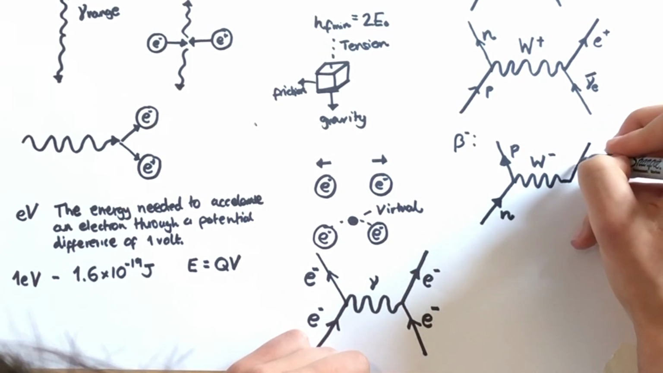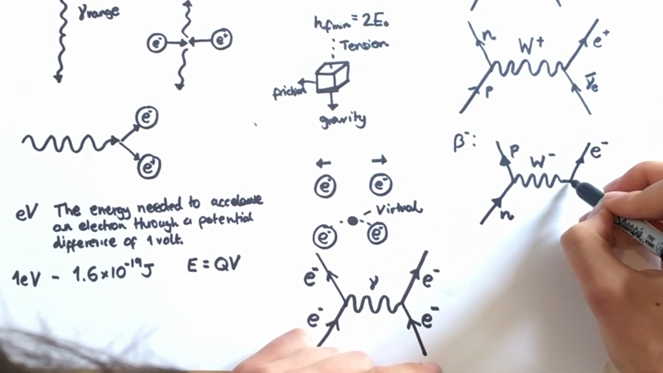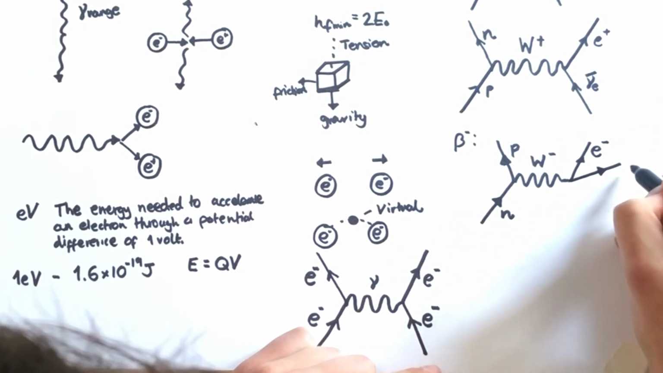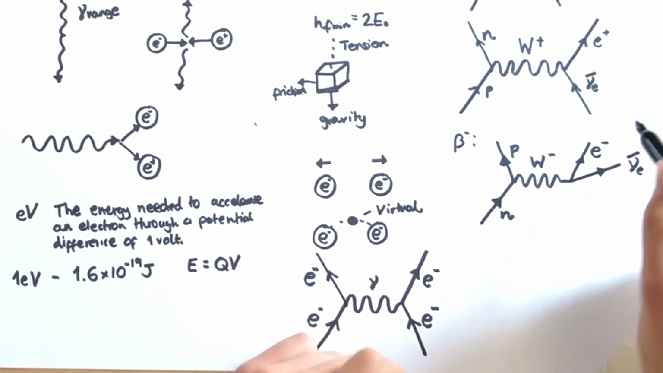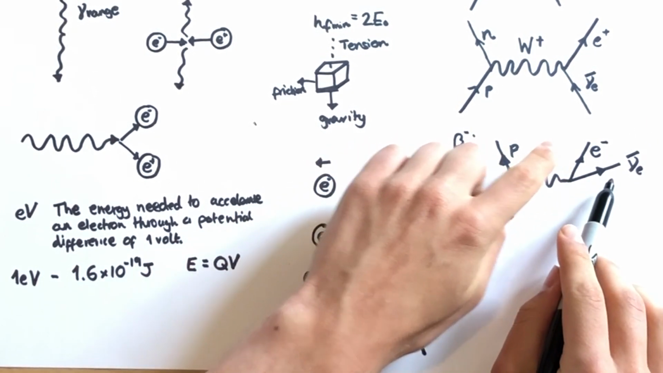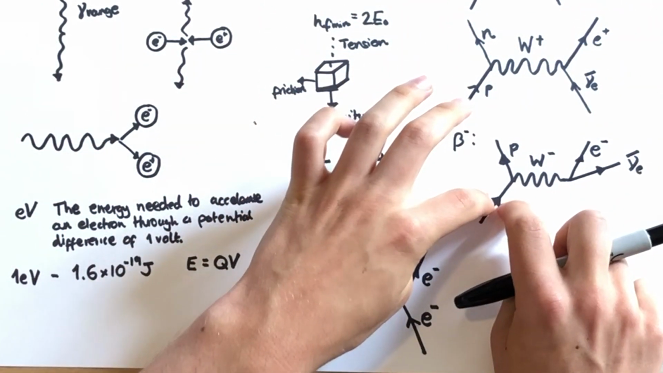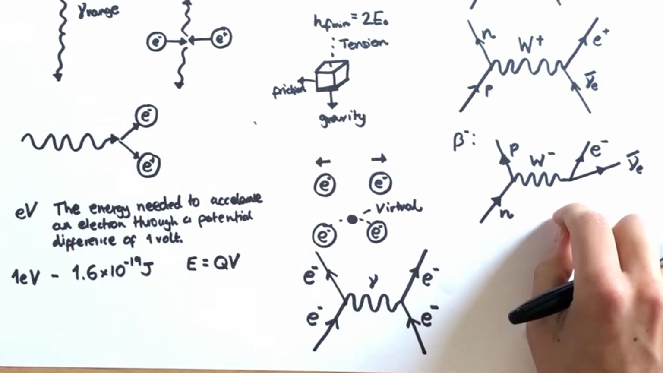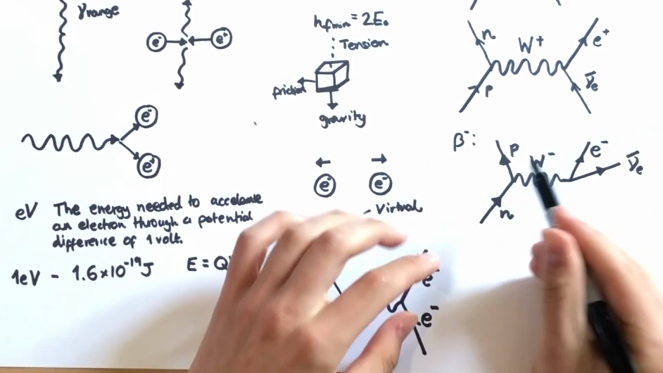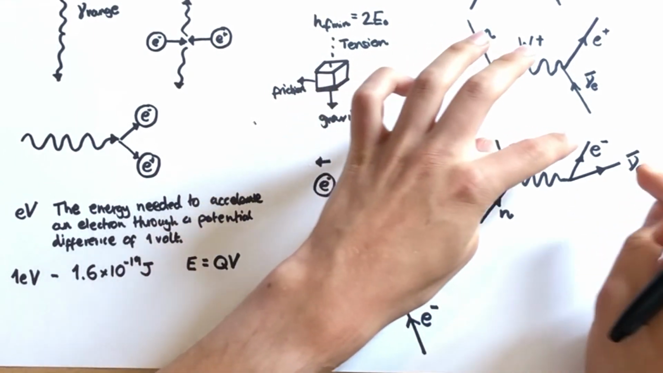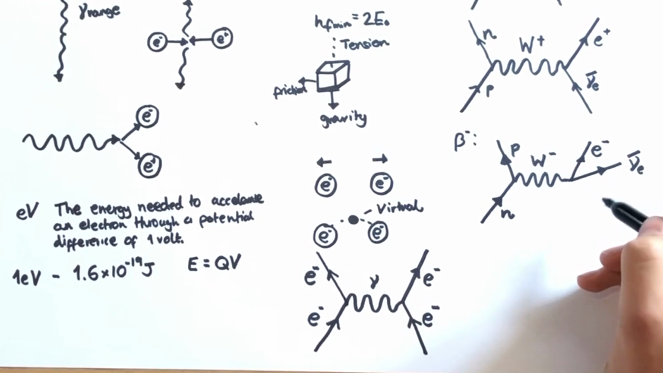So you have the electron going out like this, but of course we also have the anti-electron neutrino that's also going out. So you see all of these particles going out. So rather than having 2 in and 2 out, you have 1 in and 3 out. But because of course you have baryons on the left and leptons on the right, then protons on this side and the electron and the anti-electron neutrino are on this side.